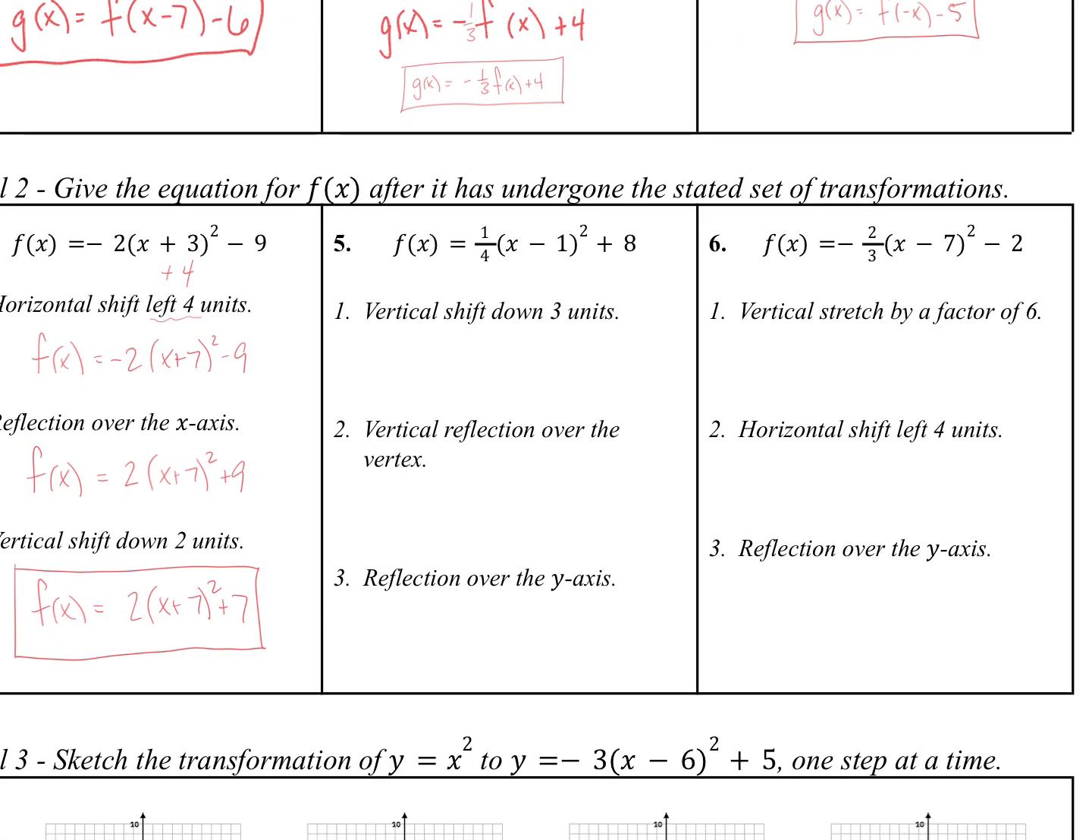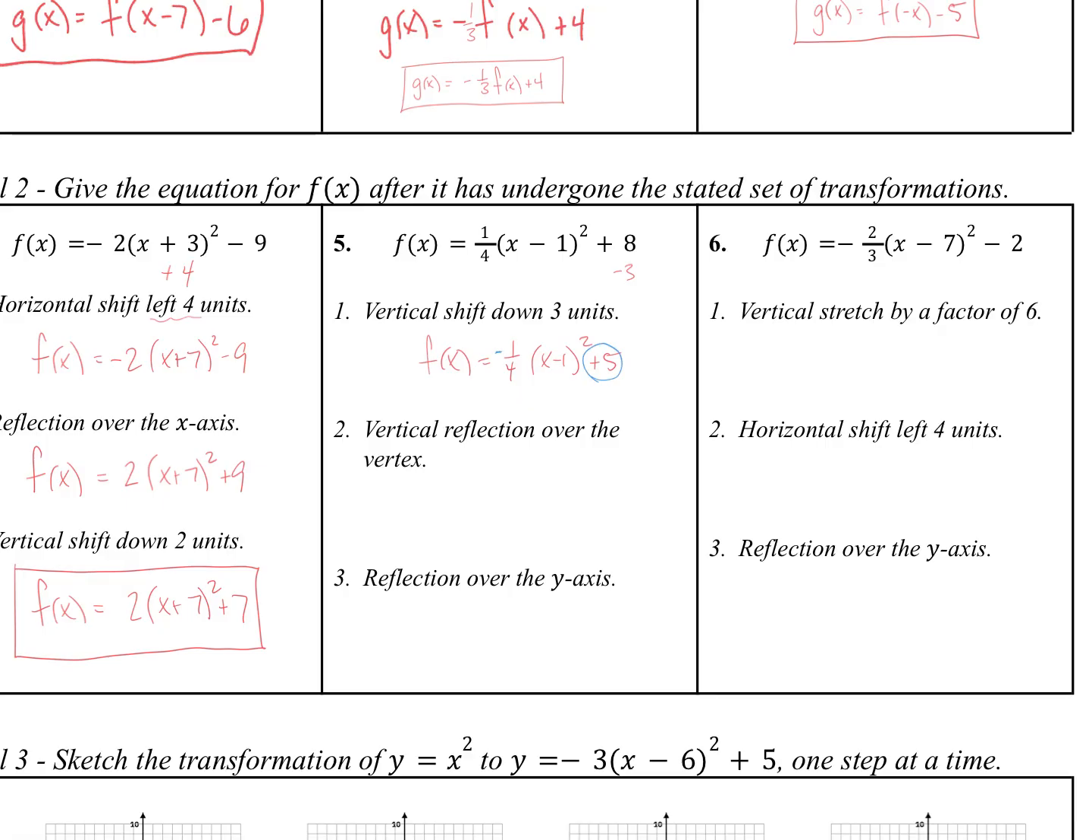All right, for example 5, first we're going to bring it down 3 units. So f of x is now 1/4 x minus 1 squared plus 5. I got to bring it down 3 units. And then a vertical reflection over the vertex. The reason this is different from the last one is if you reflect over the x-axis, you have to negate everything, the whole function. If you're just reflecting over the vertex, then we're only going to negate this part. We're going to leave this part alone.